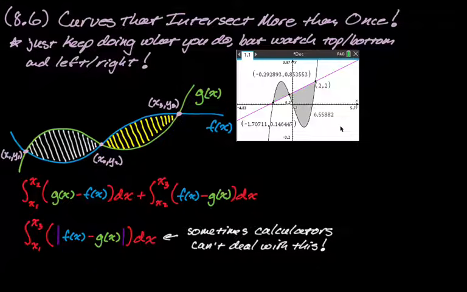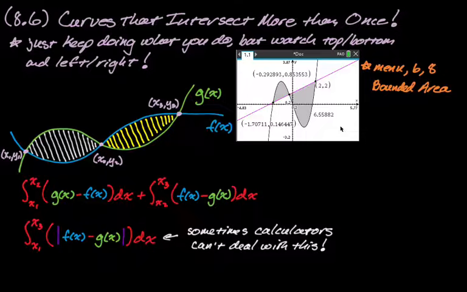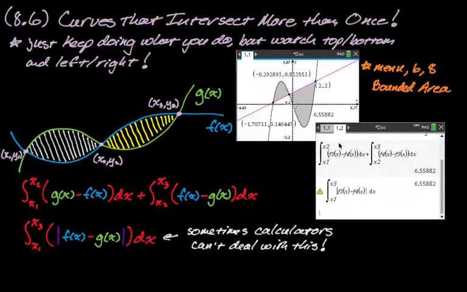But I did this. I got 6.55882. Then I did it again. So this was menu 6.8 on the graph page, which is bounded area. I did it again on the calculator page.